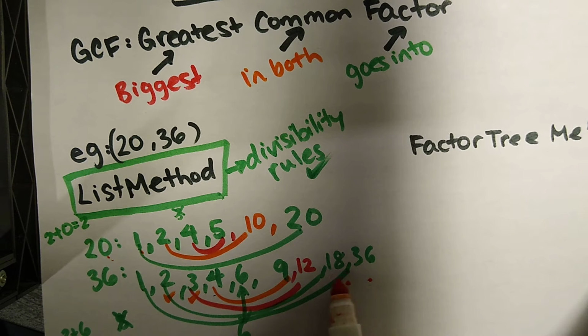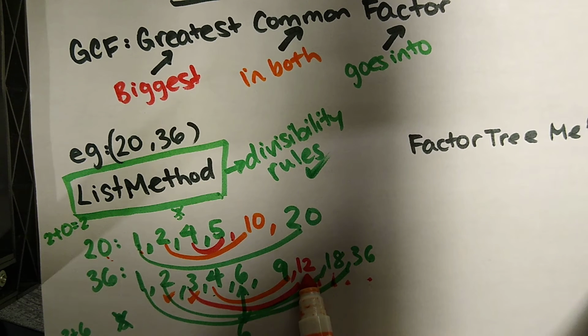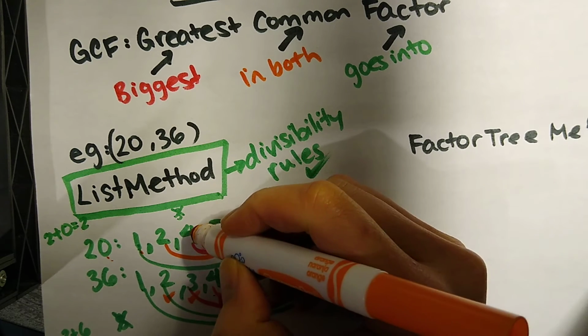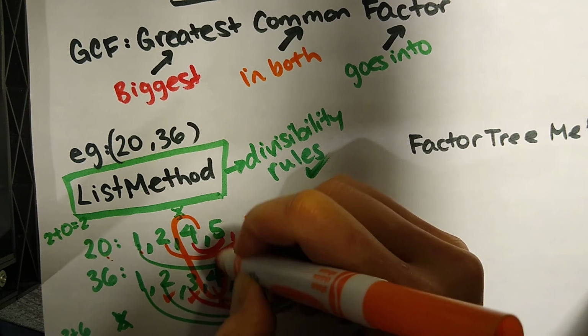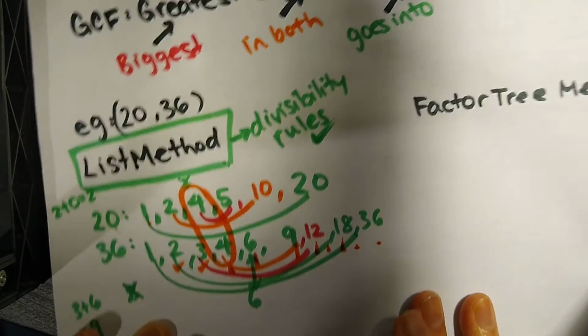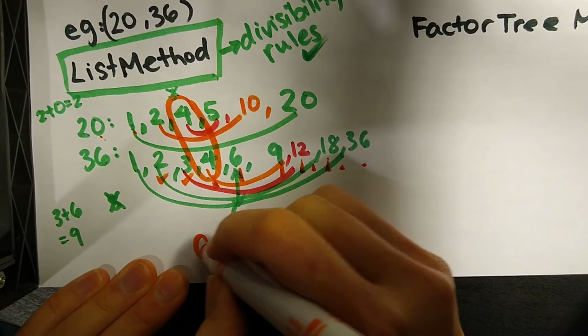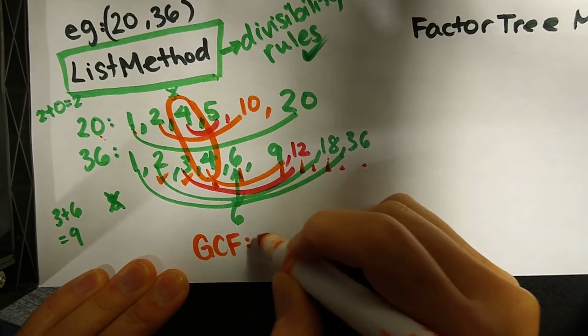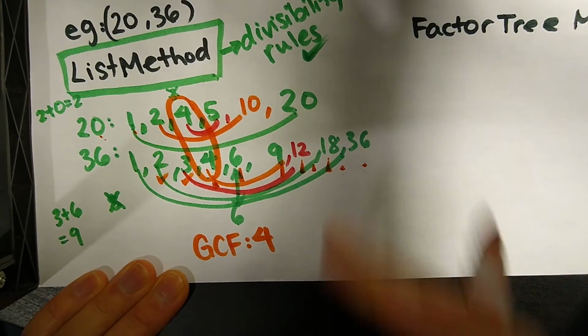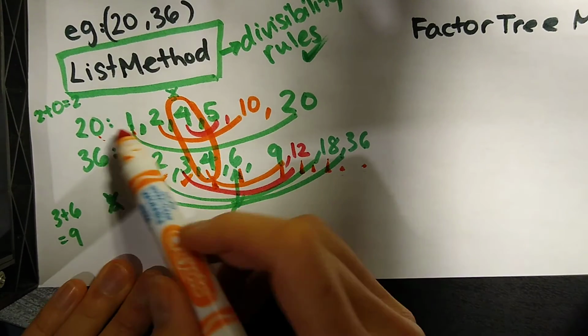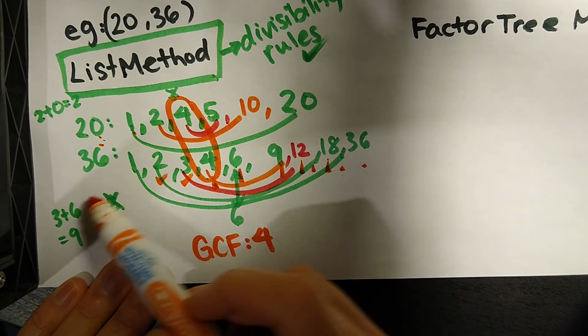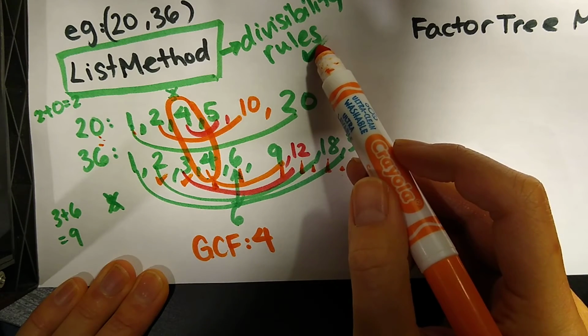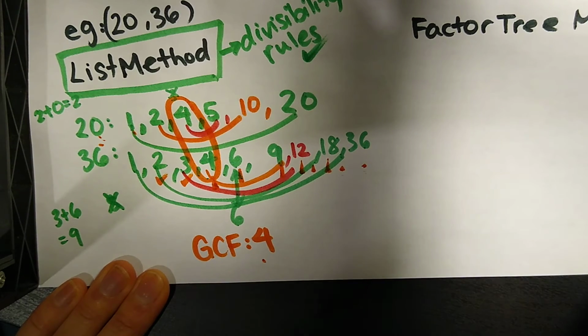So let's just go down the list until we find a number that's the biggest. So it looks like the biggest number that's common for both 20 and 36 is 4. Your final answer then for GCF is 4. So list method, super simple. Just list all the factors for each number using your divisibility rules and factor pairs, and then find the biggest that's common.